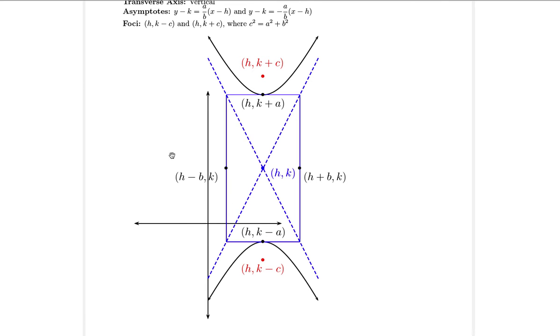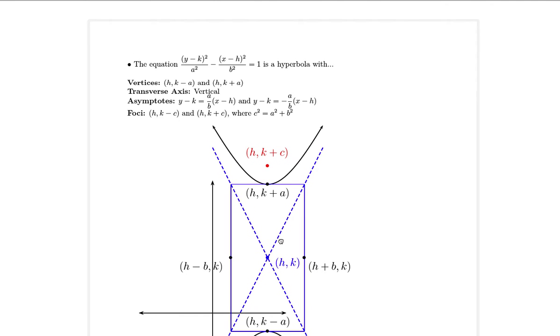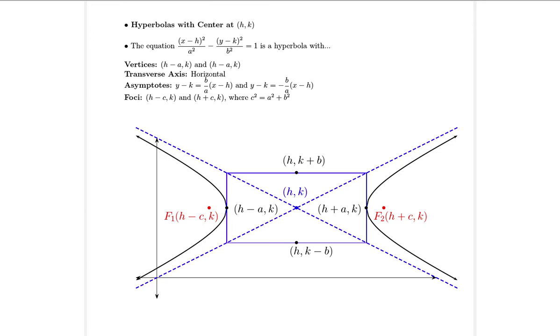And then here's the same idea, but this is the one where the branches are opening up and down instead of side to side. And just as a reminder, in the equation you can see this when the positive term is y, like up here, that's when you're opening up and down. When the positive term is with the x, then that's when you're opening side to side.